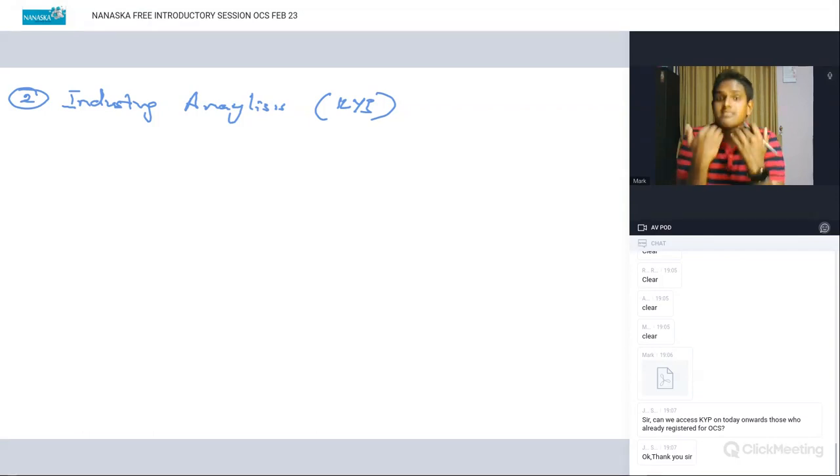So that's where you get value added to your answer. That's where your answer is differentiated from the others, right? So the industry analysis is that. So don't take it as a worry. It's a very simple document. You don't have to study it.